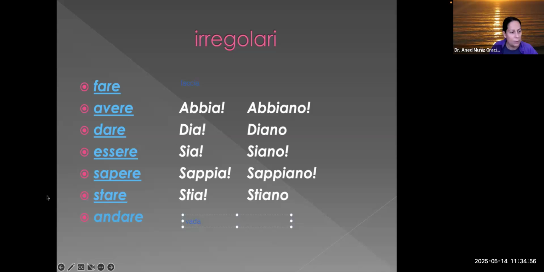And in the case of this, so fare and andare, these are true irregulars here. Okay, so these are true irregulars because abbia is not the io form in the present, right? It's io ho, io do, sono, io so, and sto, right?